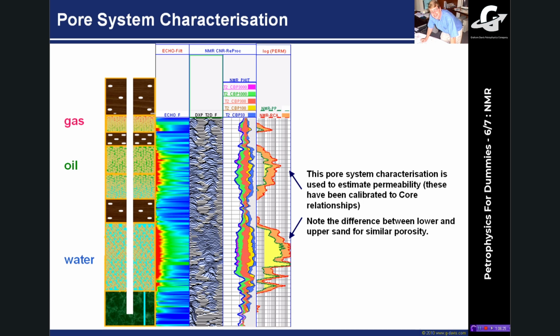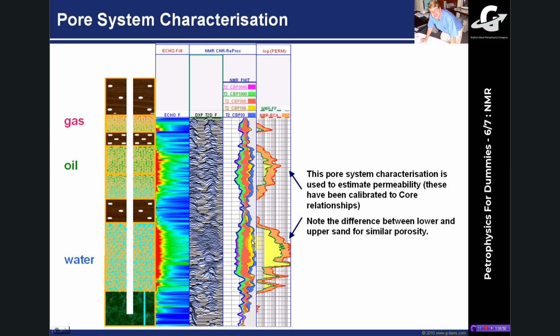What's interesting on this particular trace is that although the porosity, the NMR porosity, is quite similar, not too dissimilar, we see that the permeability down here in this lower sand is much better than the permeability in this upper sand. Even though the porosity, the amount of oil it can hold, is the same, this stuff here will be much higher permeability, and that's a function of these pore sizes, the pore size distribution.